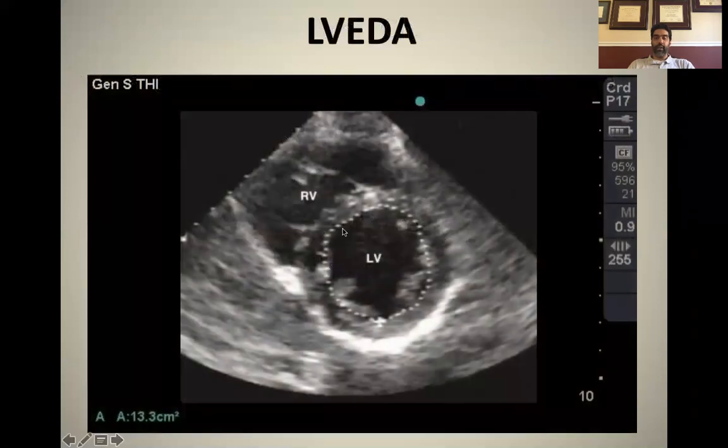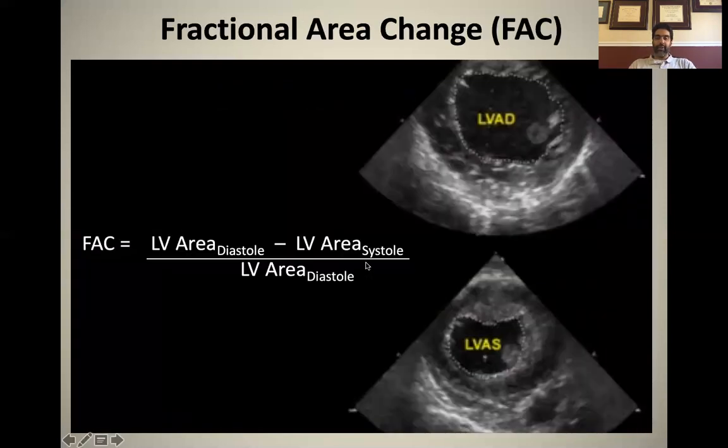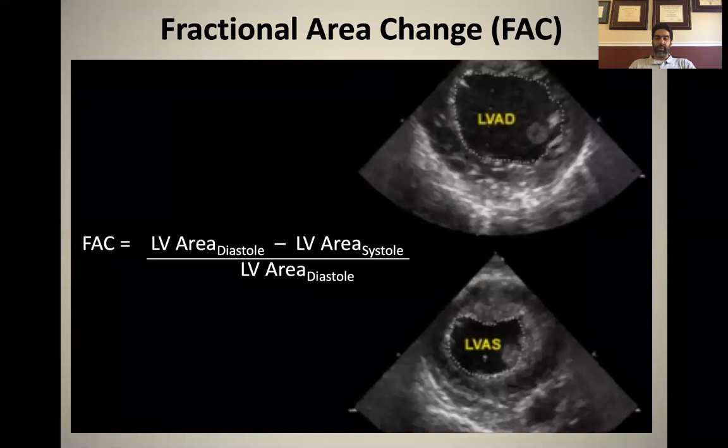So this is how you would do it. You want to get your mid-papillary view, and first you want to freeze it and scroll to when it's wide open in diastole, and you're going to trace that. And notice you're excluding the papillary muscles as you trace it. You'll get that area. You then scroll to when the ventricle is in systole, when it's at its smallest, and you trace that area, and you plug it into your equation there.